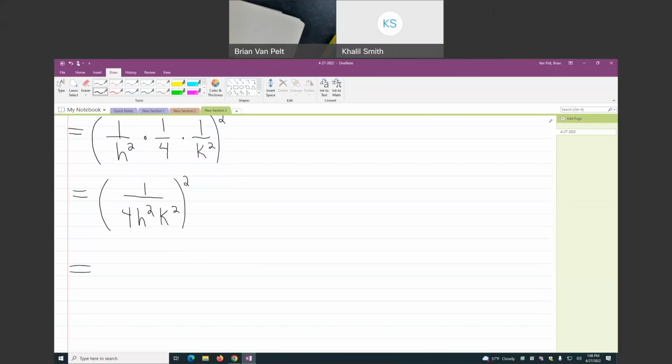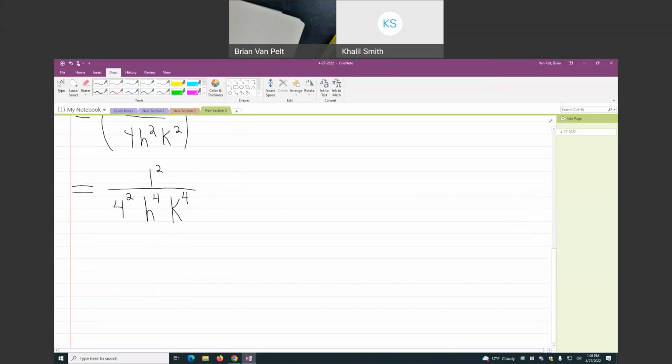So we're going to have 1 to the second power, all over 4 to the second power, h to the fourth power, k to the fourth power. I squared everything. 1 squared is just 1. And all I'll do is evaluate the 4 squared when I write my final answer.